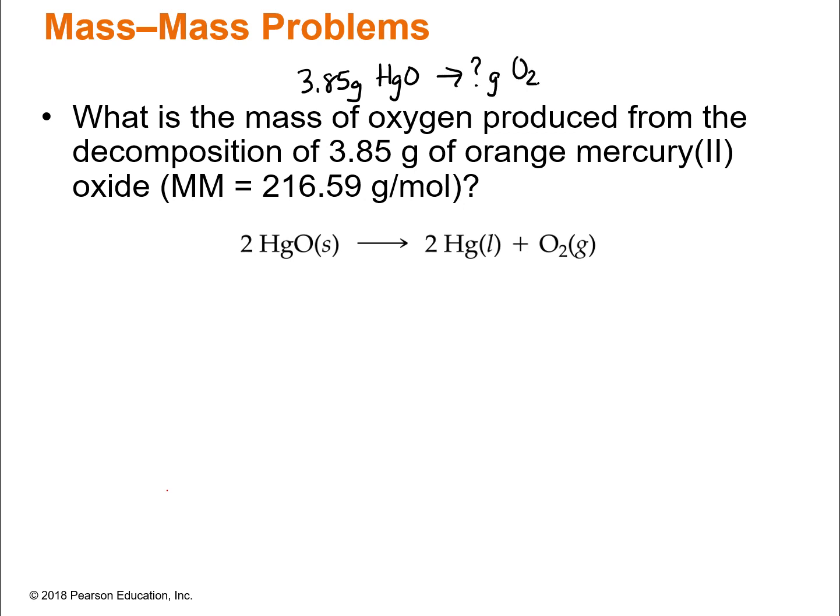So we know it's a mass-to-mass problem because we're starting with grams and the question is asking about grams. But this time, we're trying to figure out how many grams of oxygen we're making. We still know the molar mass of the mercury 2 oxide. For the molar mass of oxygen gas, I'm going to use 32 here because it's so close. Our plan is the same.